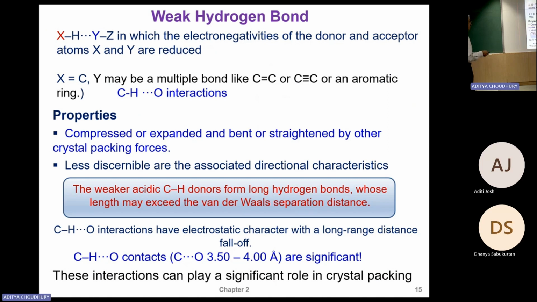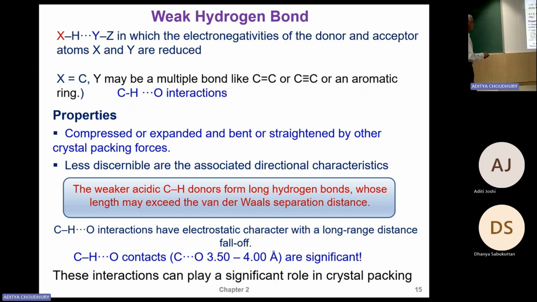When you have CH-O interactions or any weak hydrogen bonded interaction, as shown here, they can be compressed or expanded, bent or straightened by crystal packing forces because these interactions have lower energy. When you have higher energy hydrogen bonds or other forces, it can bend very easily. Or you can straighten also, where you don't expect CH-O interactions to be linear. You can also see that kind of thing. And also it's less discernible, very difficult to find out the characteristics of this type of double bonds.